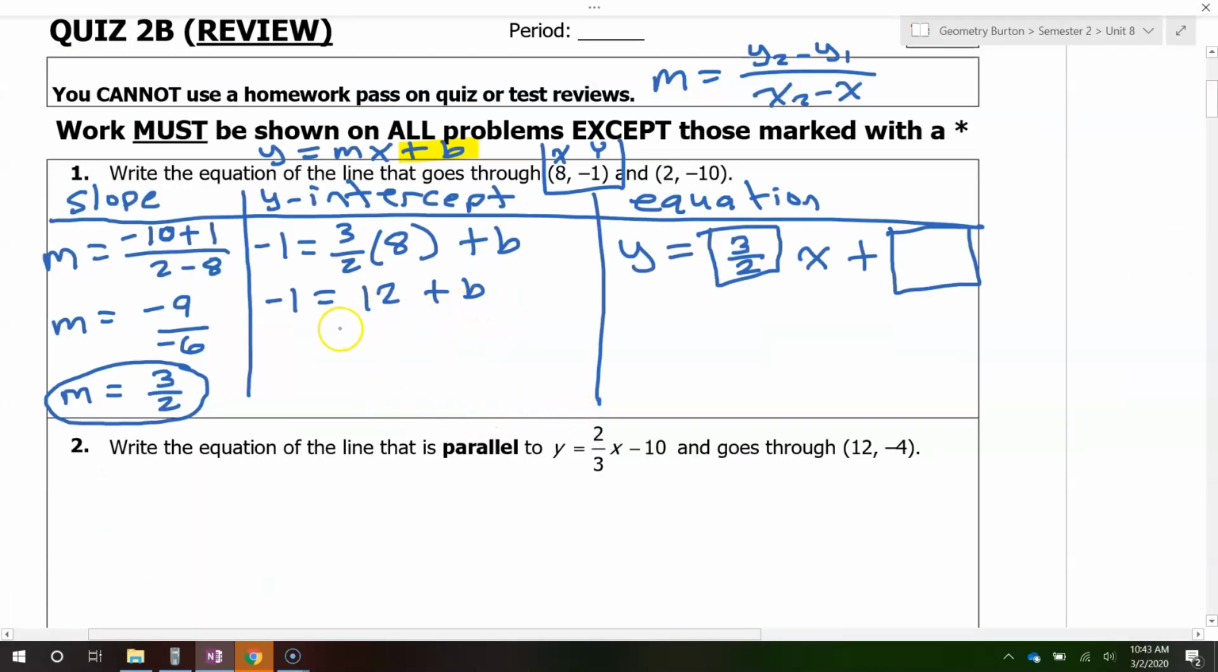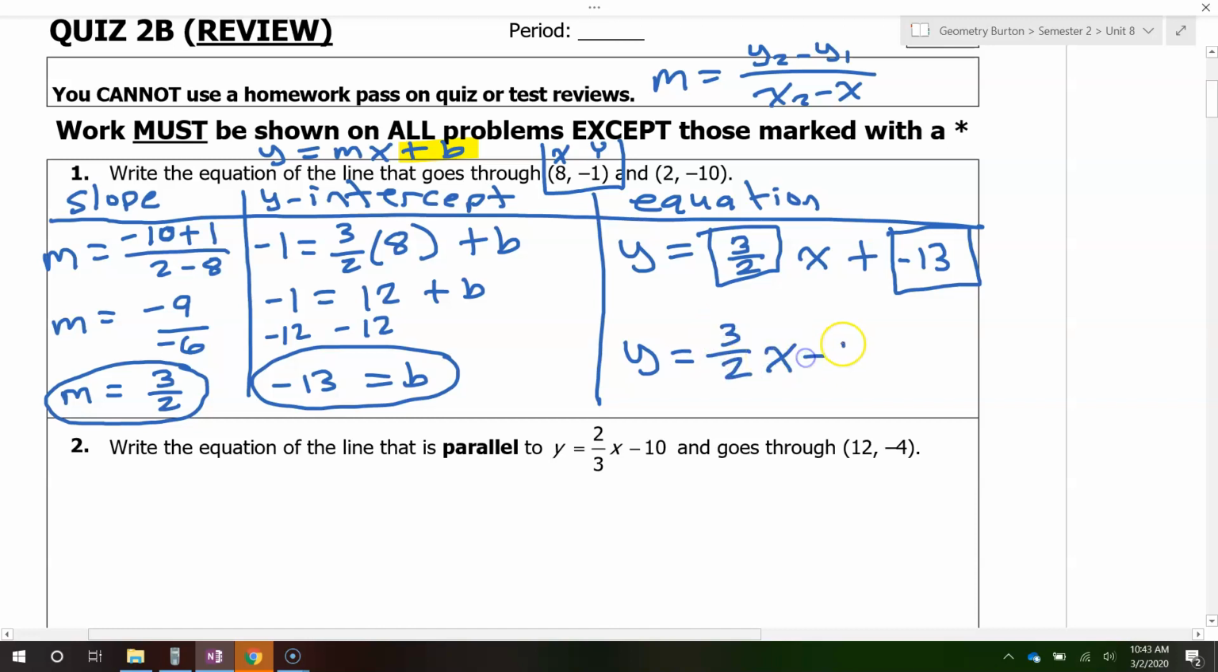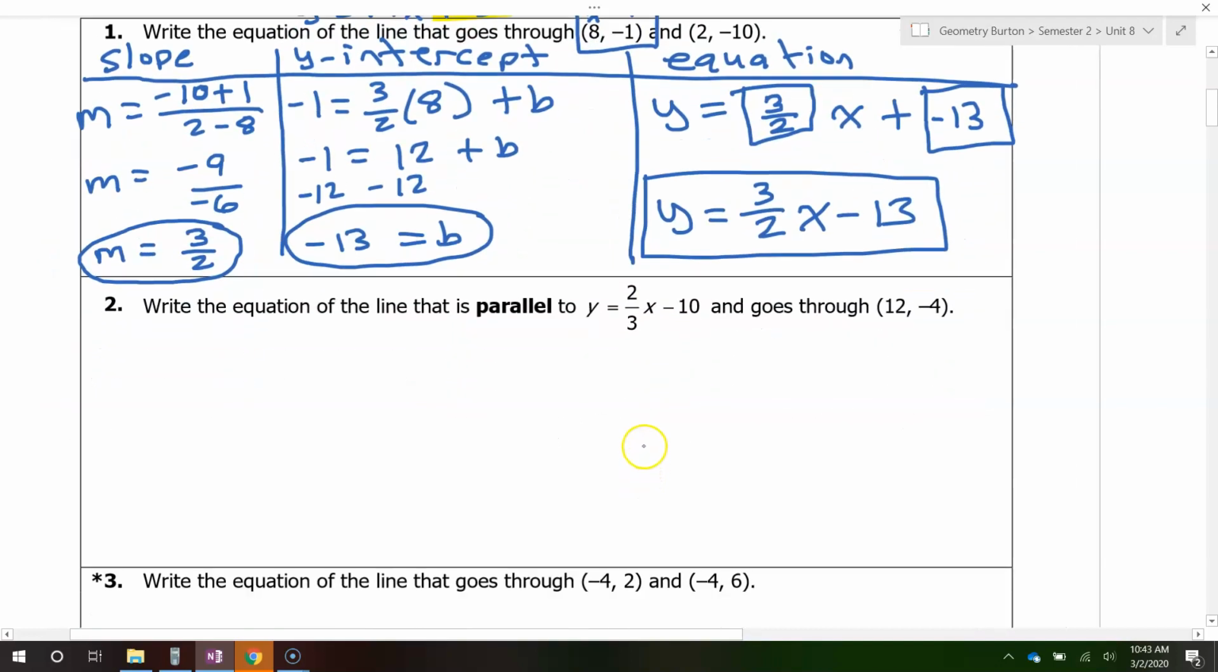So now we just need to get b by itself, so we will subtract 12 from both sides, and that gives us negative 13. And that's all we needed. So the b value is negative 13, that goes here. Now for your final answer, we don't want plus a negative. We're just going to put minus. So our final answer will be y equals 3 over 2x minus 13. All right, let's move on.